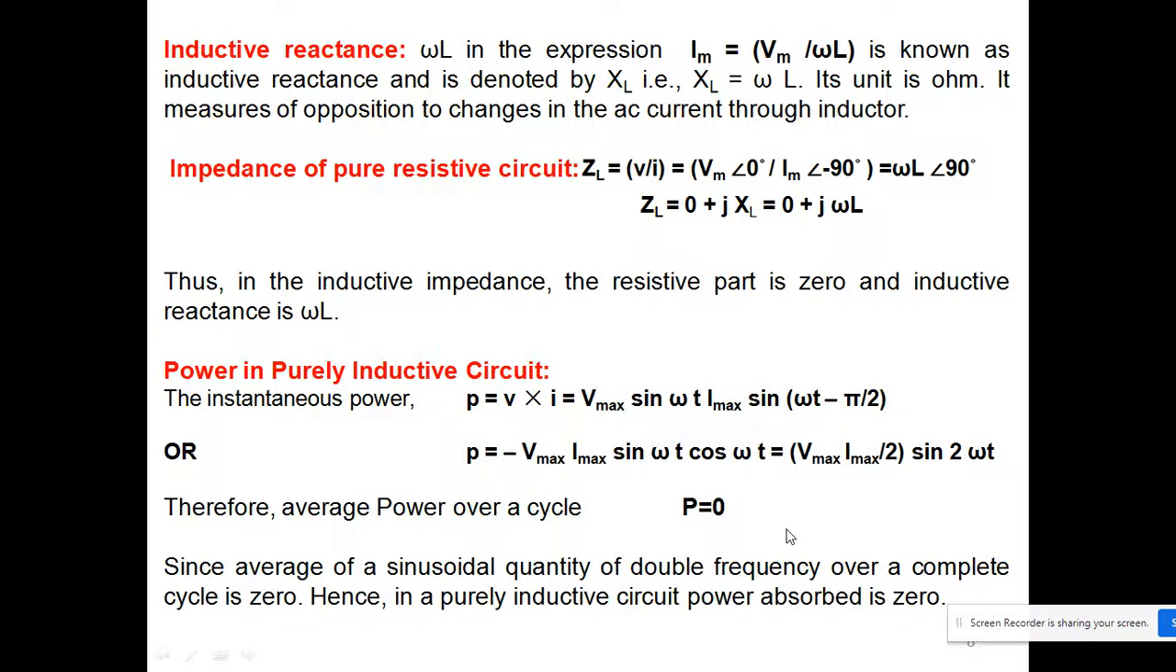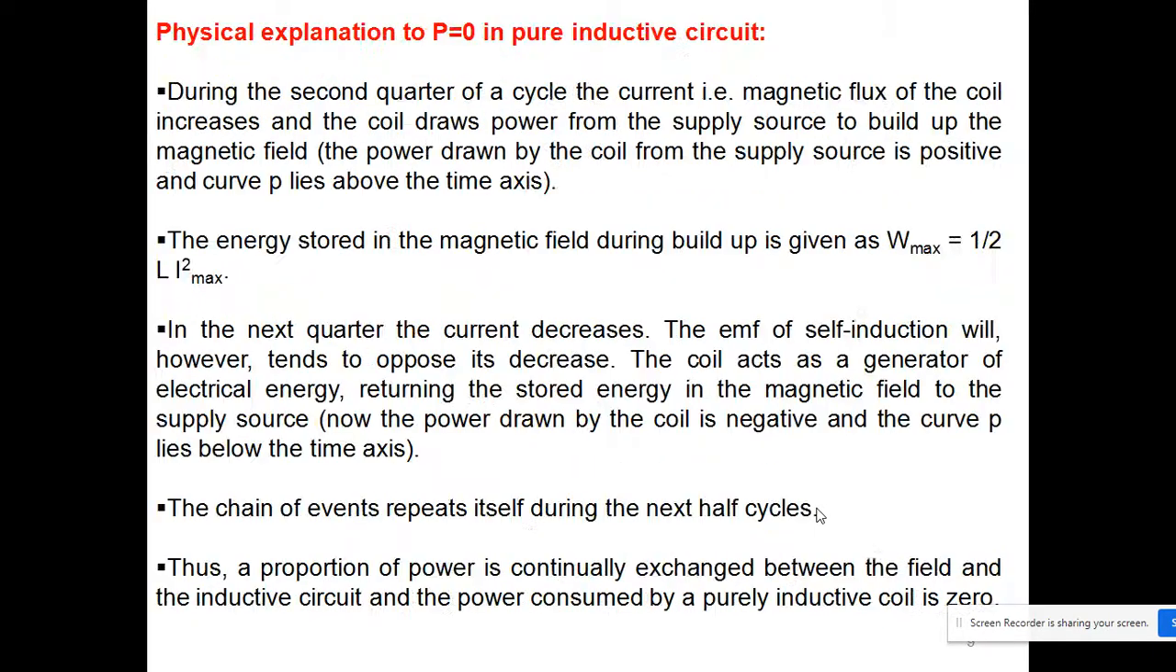Since the average of a sinusoidal quantity at double frequency over a complete cycle is 0, why are we saying that? Because we have 2 omega here. Hence, in a pure inductive circuit, the power absorbed is 0. And what is the physical significance, and how can we explain physically that the power absorbed is 0 in an inductive circuit? We will see in the next slide.